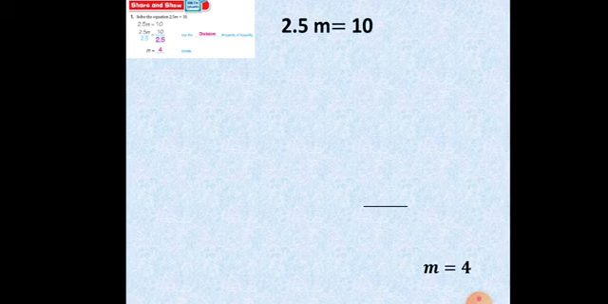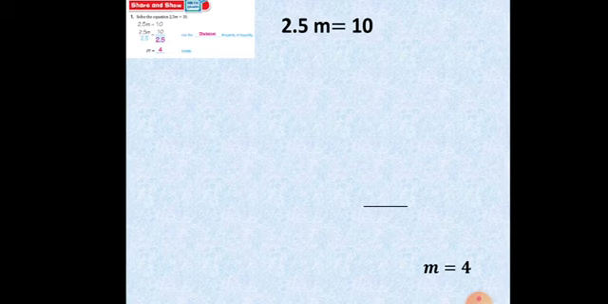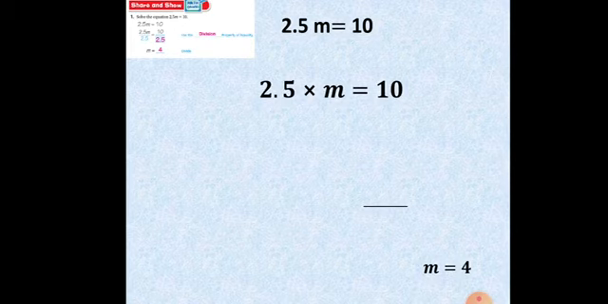This is question 1. You can see I have given a small picture of the question, and for more ease I have made it clear for you. This is the question: 2.5m equals 10. So how are you going to solve it? First, you need to separate the number from the letter. So we write it as 2.5 multiplied by m, because they are together, which means 2.5 is multiplied by m.